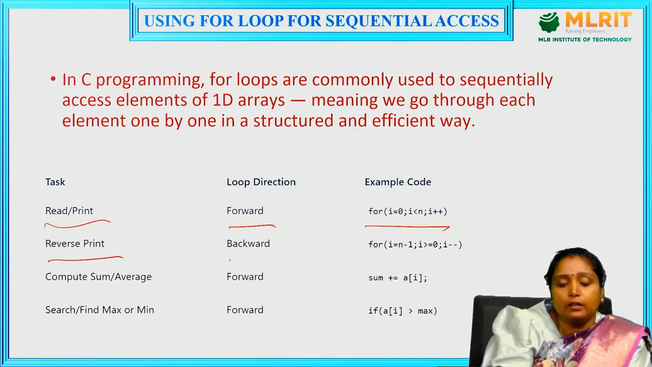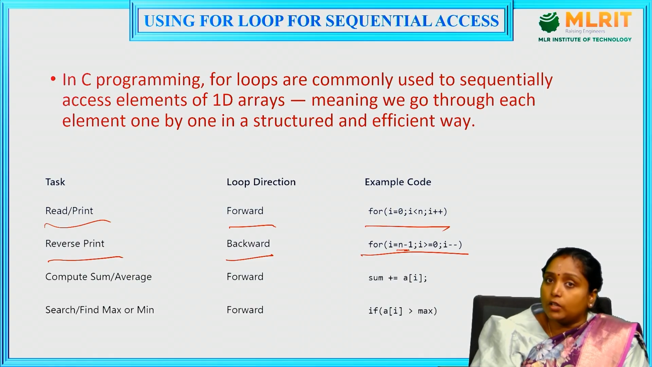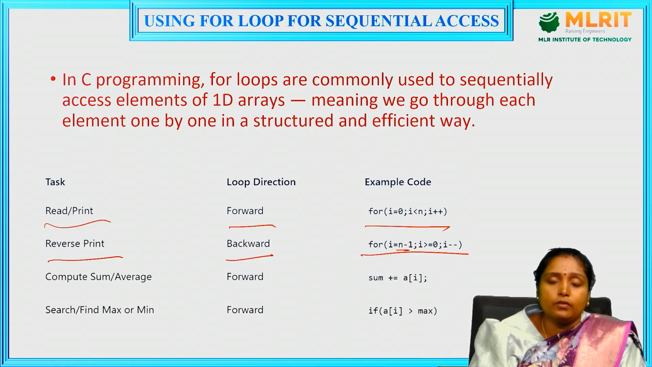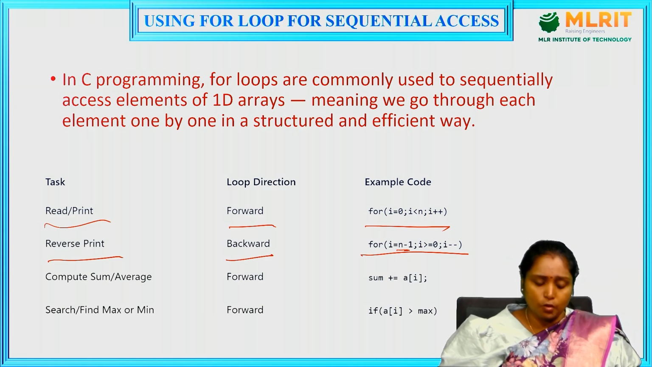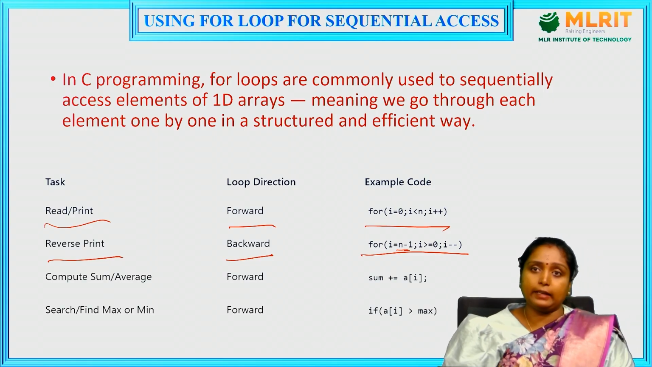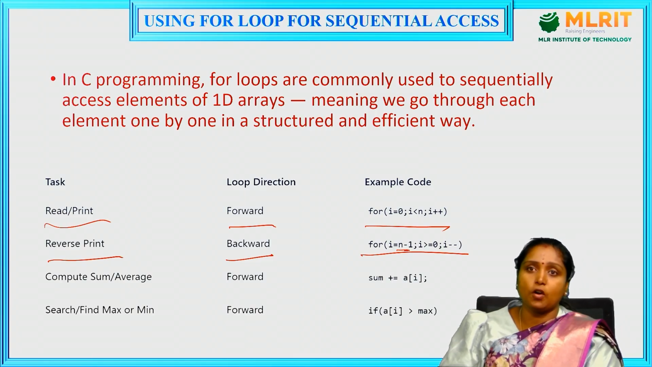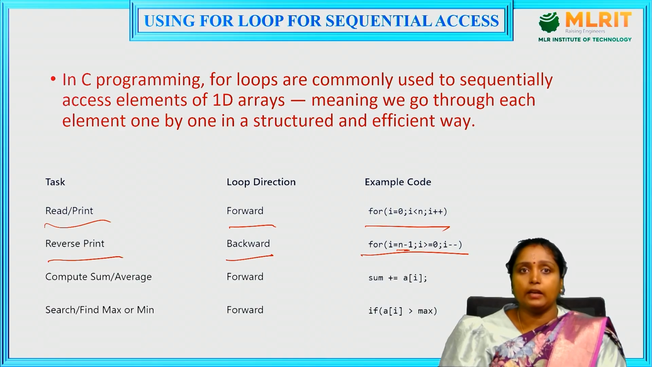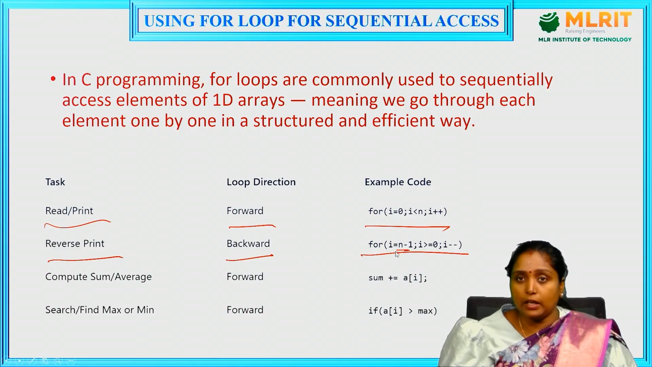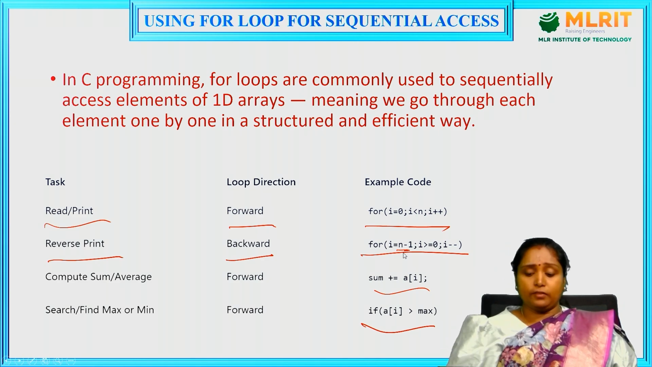For reverse printing, the backward direction, I equals n minus 1. Why are we taking n minus 1 and not n? As the index values always start with 0, the ending value of the array will be n minus 1. Next, computing the sum or average value, you can write sum plus equals a of I. When it comes to finding the maximum or minimum, you can use if a of I greater than max. So this is how we use for loops for sequential access.